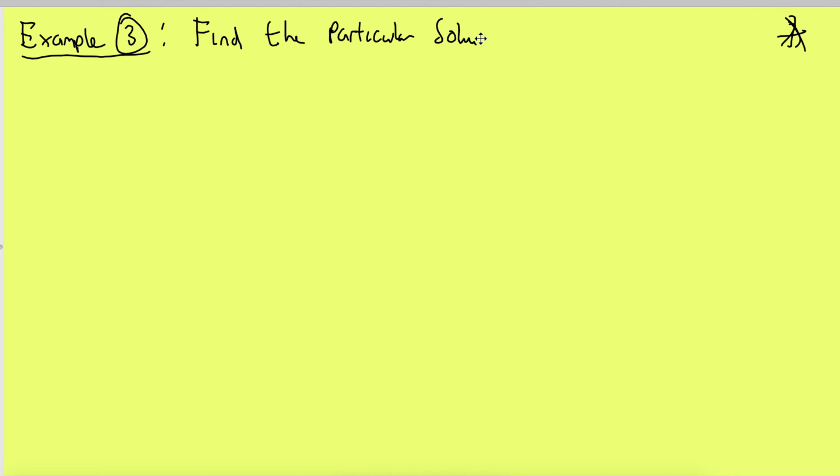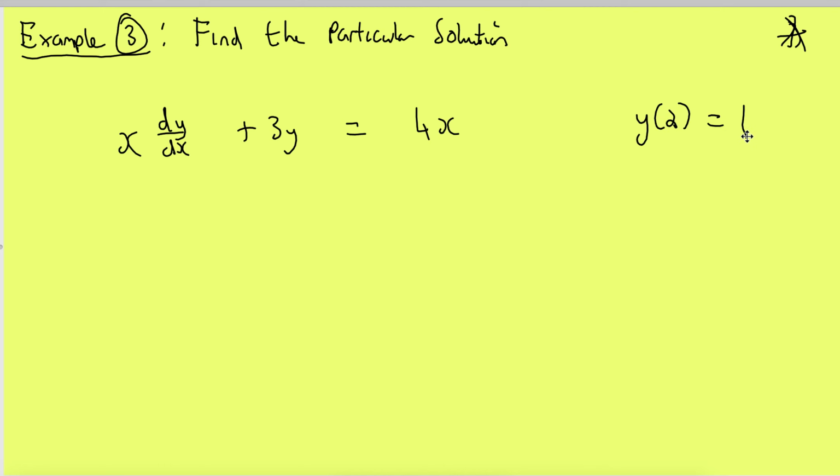I should just have written PS for particular solution. Anyway, I've written it now. Of x dy by dx plus 3y equals 4x. And obviously, you need your initial condition. I'm going to give it like that.